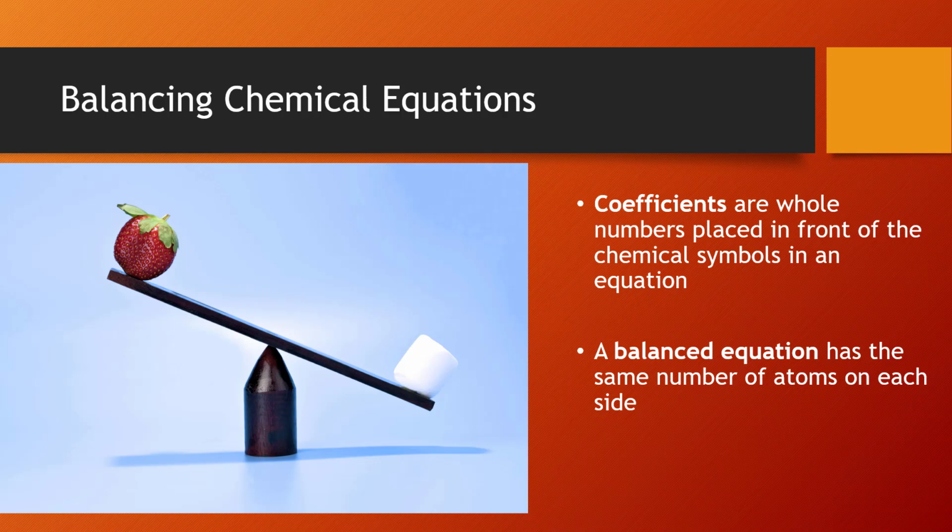The balanced equation has to have the same number of atoms on each side. And what we're going to be doing pretty often is checking what the lowest common denominator or least common multiple is when we're trying to balance these. Yes, it's math, but it's math with numbers that are usually less than 10.